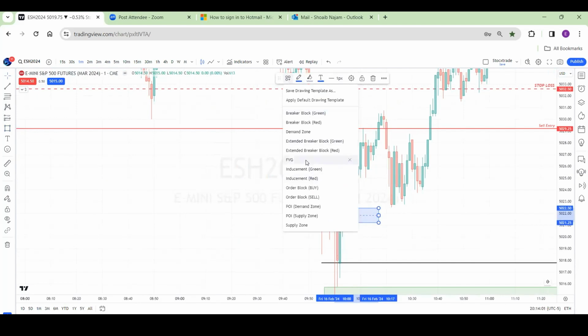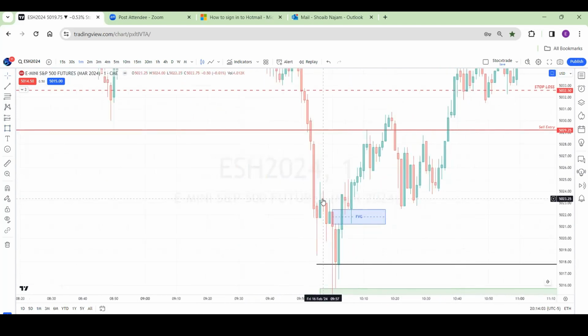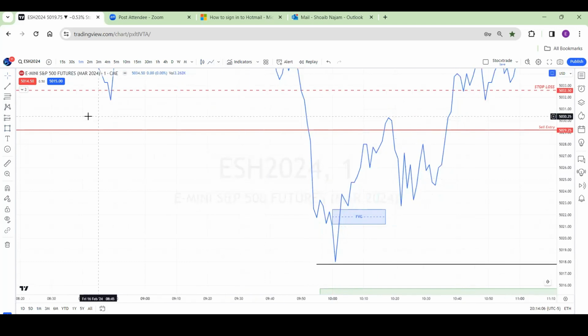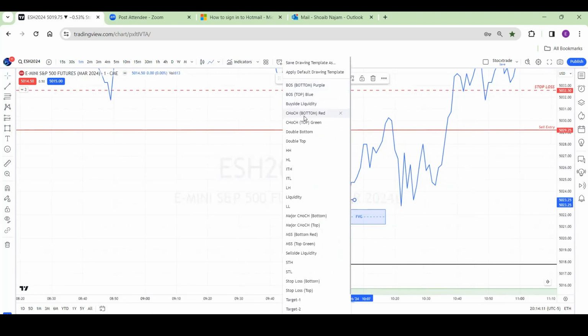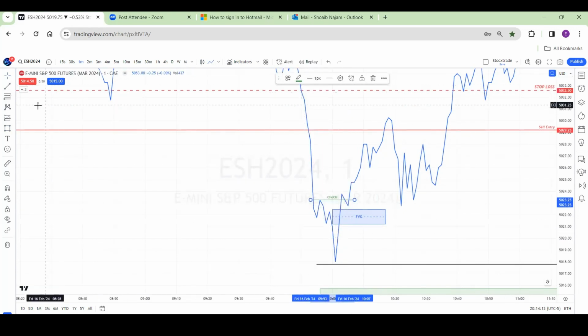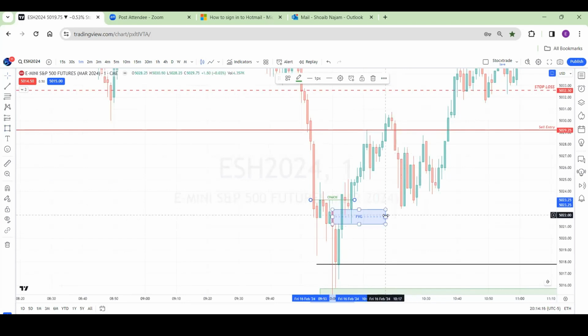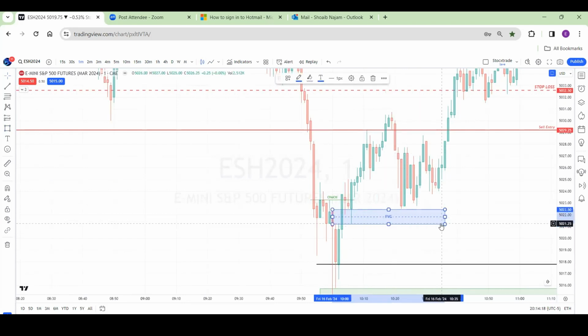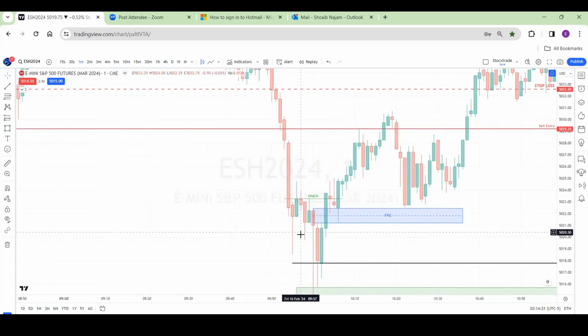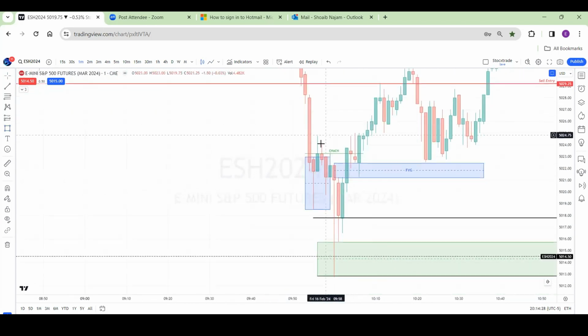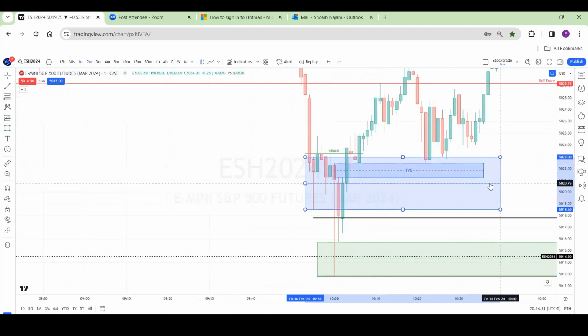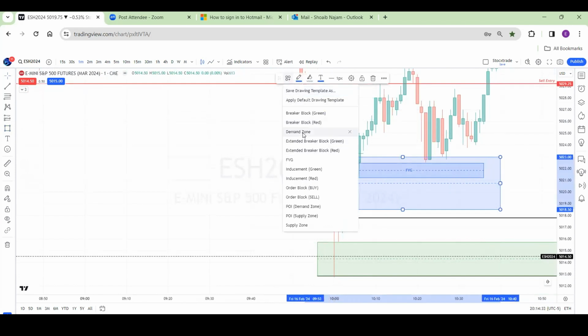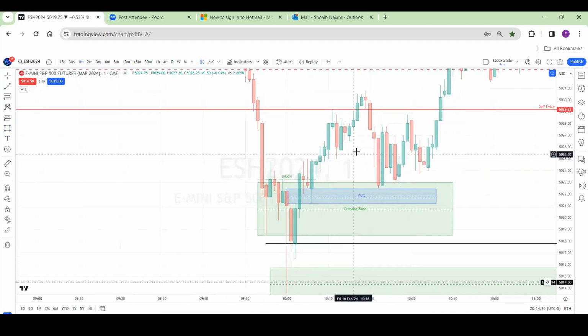Which one? Okay. If you go to the line chart, where is your change of character? This is your change of character. Just wait, and even if you mark the second last lower high, this is your second last candle. Low and then high, and then this is the lowest. Also mark this. So the fair value gap is overlapping with the demand zone.